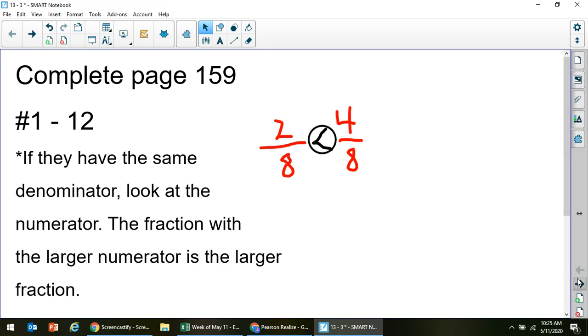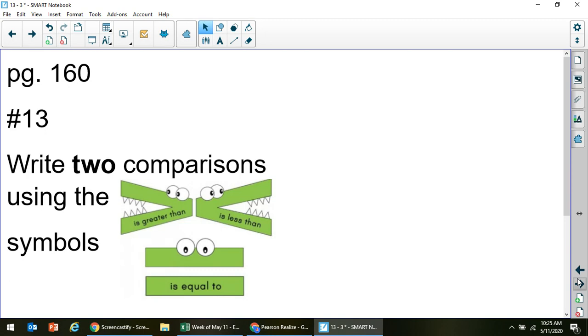Okay, so you need to complete numbers 1 through 12. Then you also need to complete page 160. For number 13, you need to make sure you're looking at the fraction strips and writing two different comparisons using the symbols. So write out your number sentence. So 3/6 is blank to 2/6. So that's kind of what it's asking you to do for number 13.